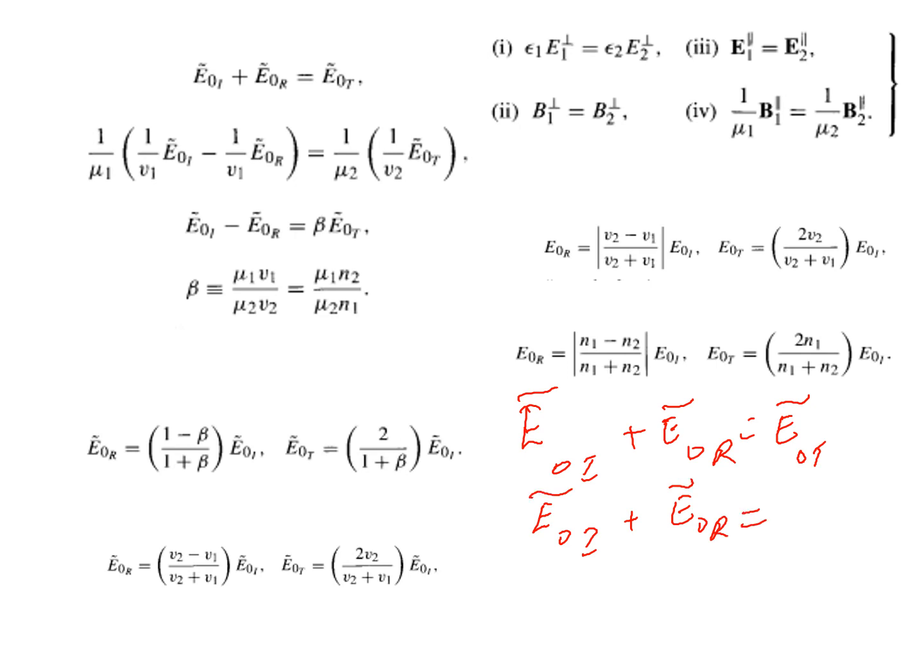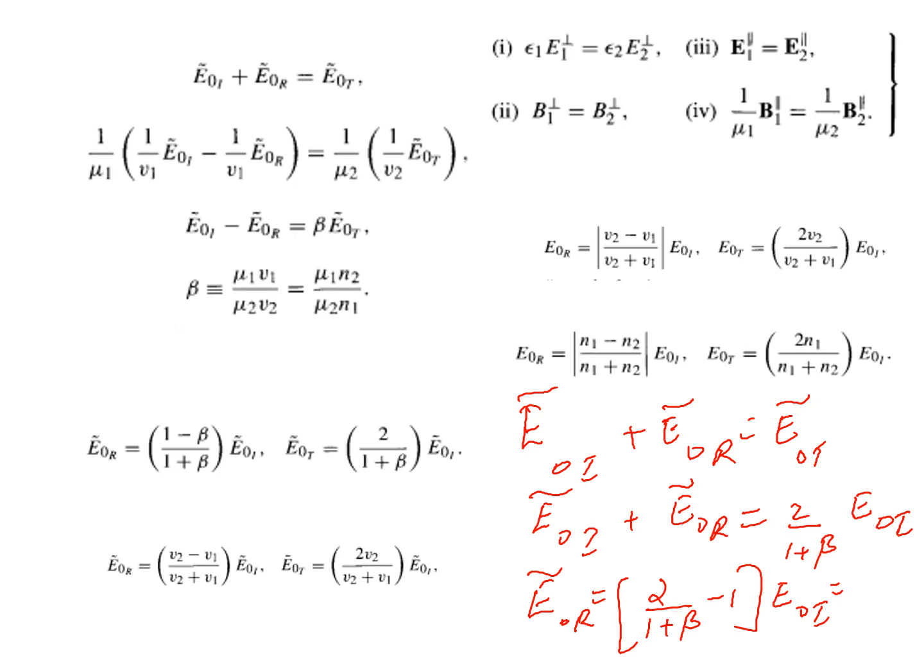So this becomes E0I plus E0R complex equal to, instead of E0T, you can substitute 2 divided by 1 plus beta times E0I. Now what we can do is take the E0I to the other side. We will get E0R complex equal to 2 by 1 plus beta minus 1, because we are taking one E0I to the other side, times E0I. Then this becomes 2 minus 1 minus beta, so 1 minus beta divided by 1 plus beta times E0I. That is the first expression there.